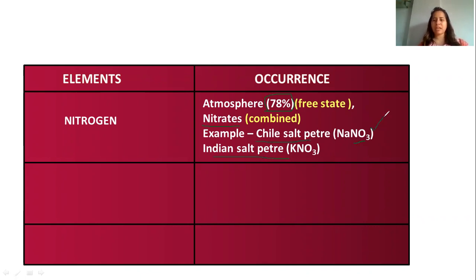You can remember the names of these salts because they can be asked to you in future with respect to the ores of nitrogen. So sodium nitrate, NaNO3, is Chile saltpeter. Indian saltpeter is KNO3. After nitrogen, the next very important element that we have is phosphorus. Nitrogen exists in nature as N2, N triple bond N. So we say it's a gas.